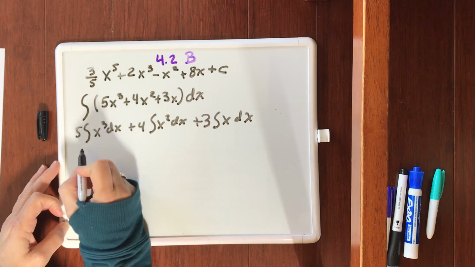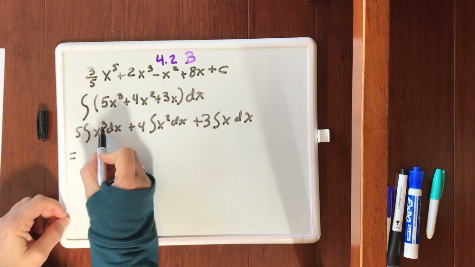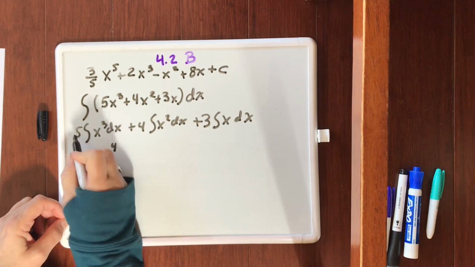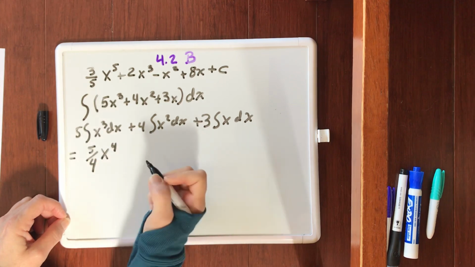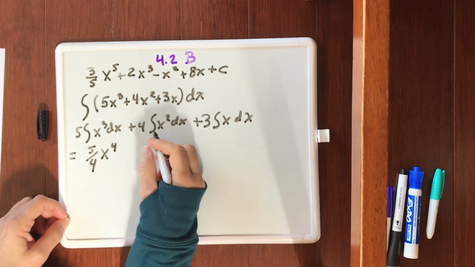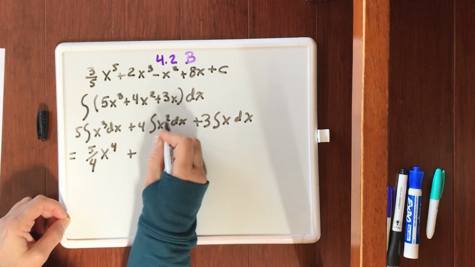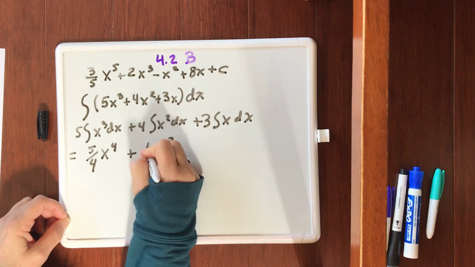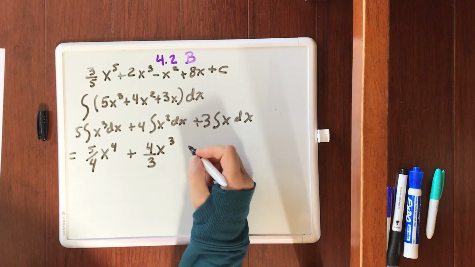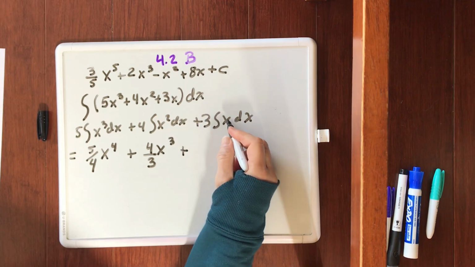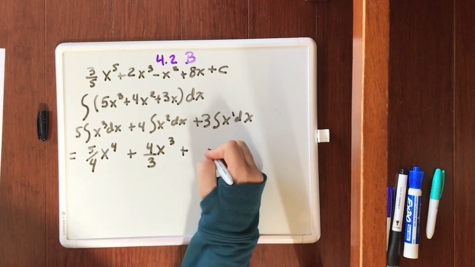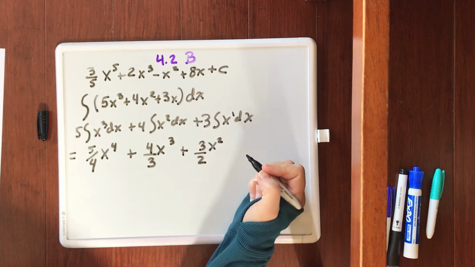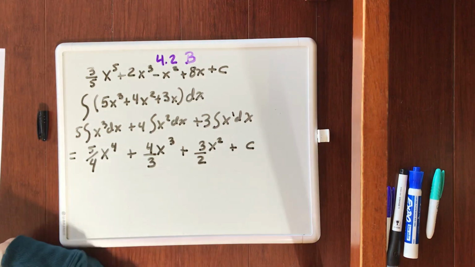Okay, now the next step is where we're going to take a shortcut. We're going to add 1 here so we get a 4. We know we're going to divide by a 4, and we have a 5, so it's 5/4. Okay? Next one, we're going to add 1 to the 3, 1 to 2, which gives us 3. So we're going to divide by 3, and this multiplies by our 4. Okay? Here we have an x to the 1 power. We're going to add 1, which gives us x squared. Divide by 2, and we bring our 3 plus c. Isn't that a lot easier?